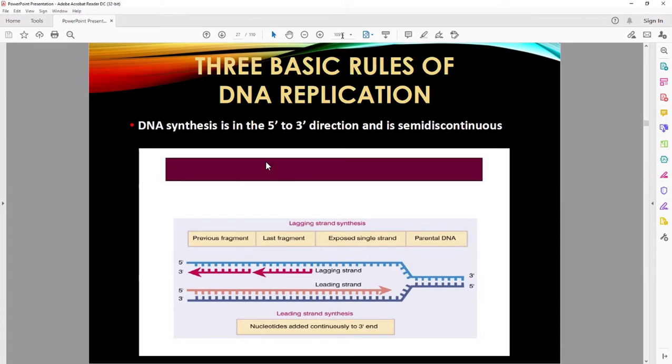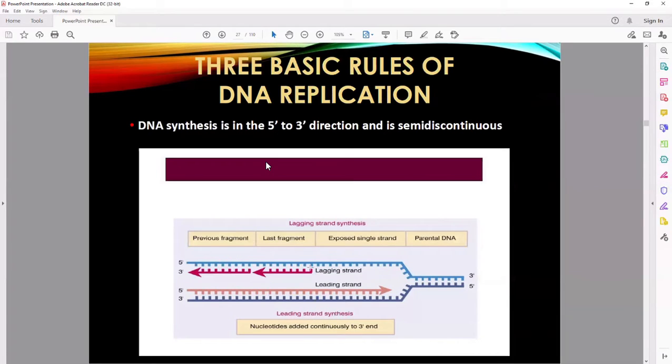continuously. I have discussed this during the last lecture, how DNA is incorporated into each other to become a double helix, because the 5' phosphate is combined with the 3' hydroxyl group of another nucleotide. So nucleotides are added continuously to the 3' end of DNA. That's why the leading strand can be synthesized continuously.